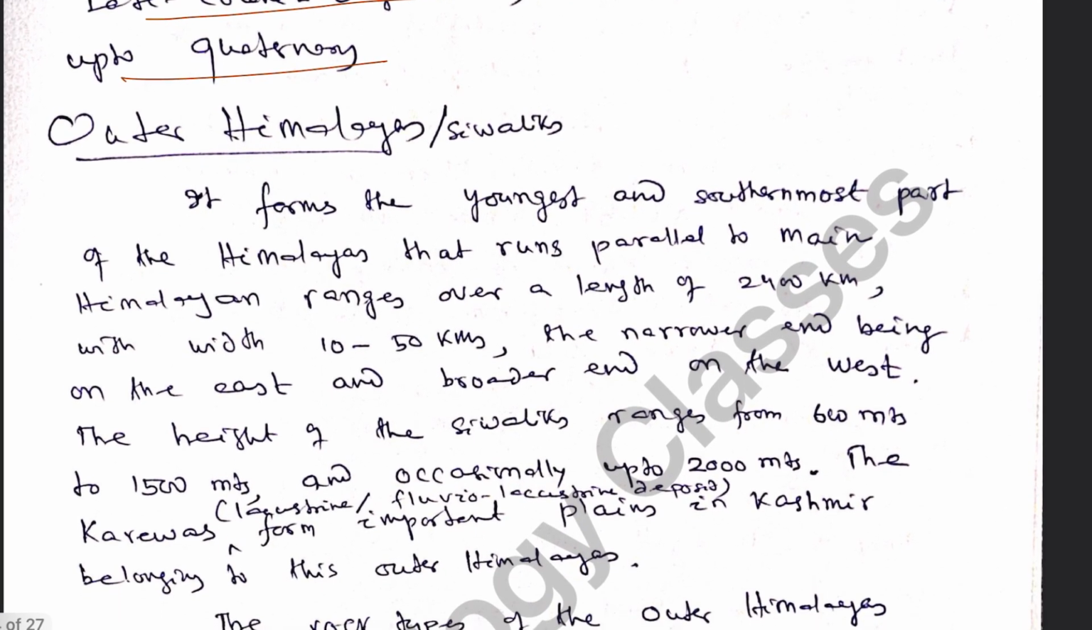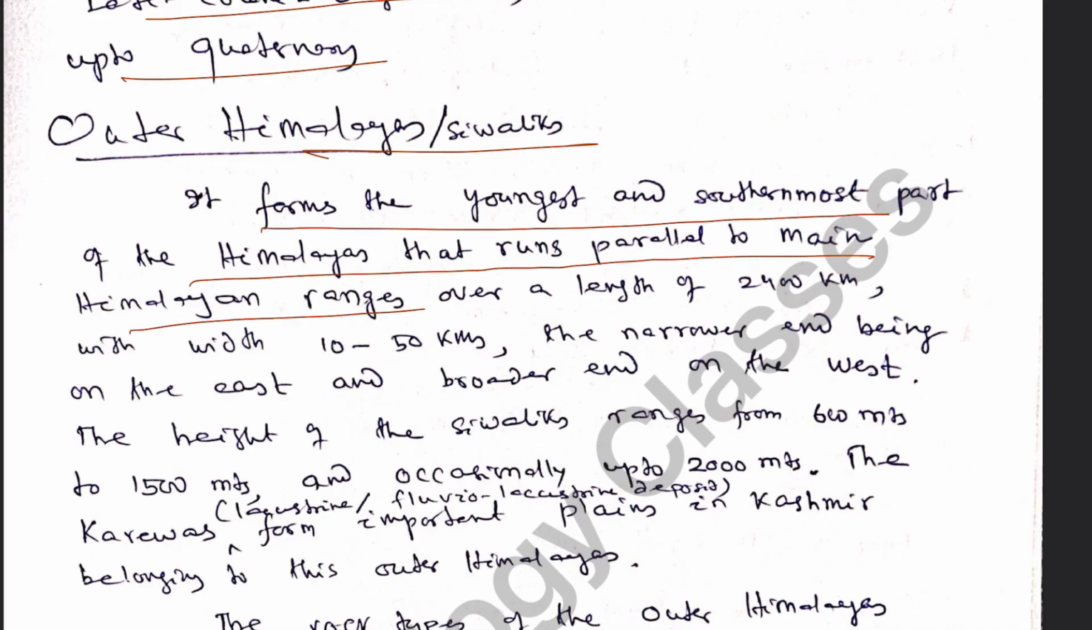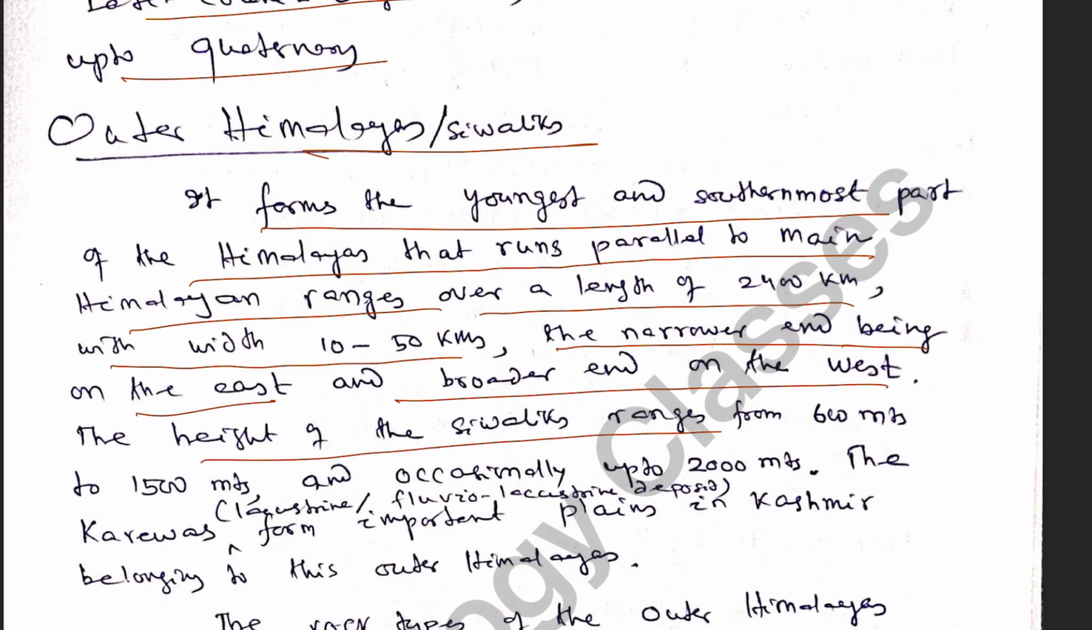Next, the outer Himalayas, that is the Shivaliks. They form the youngest and southernmost part of the Himalayas, running parallel to the main Himalayan range over a length of 2400 km with a width of 110 to 50 km. The narrower end is found towards the east and the broader end towards the west. The height of the Shivaliks ranges from 600 meters to 1500 meters, and occasionally it goes up to 2000 meters.